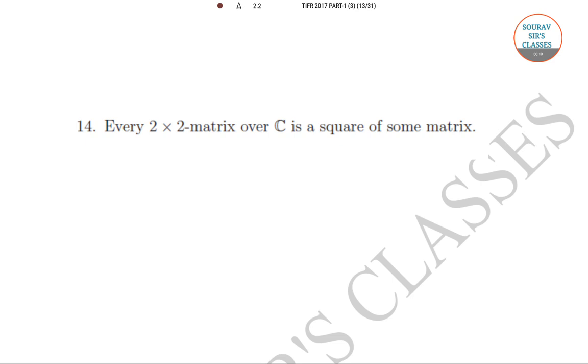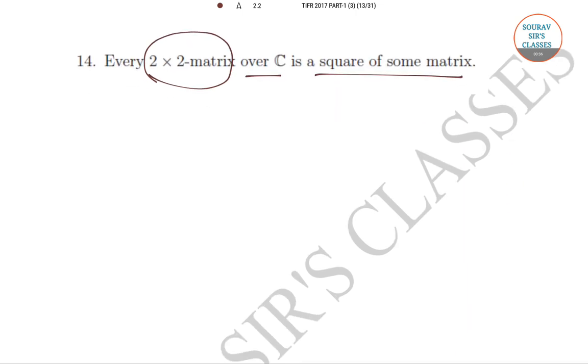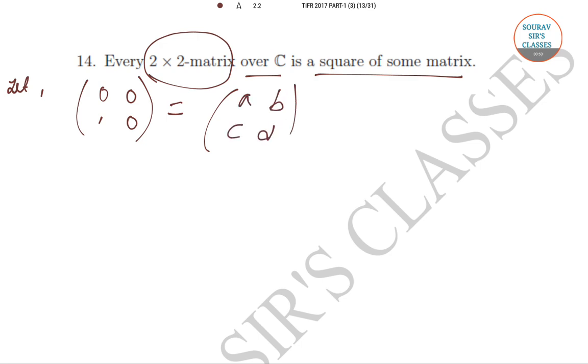In question number 14 it has been said that every 2 by 2 matrix over C is a square of some matrix. So let's begin. Let us assume the matrix 0 0 1 0, which is a 2 by 2 matrix, and this is the square of a matrix A B C D.